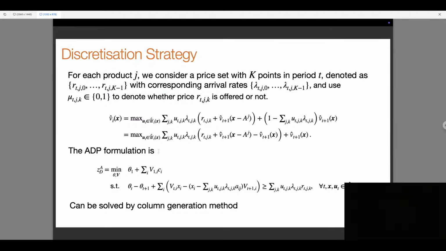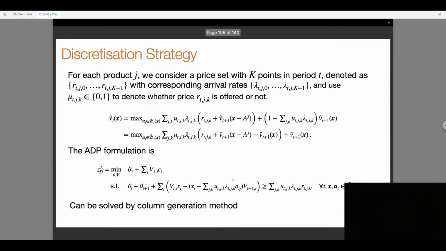And the ADP formulation following the linear base, the ADP formulation is the ZAD, and in this form. And since the price, this can be solved by the column generation method, and this one will also be considered later.